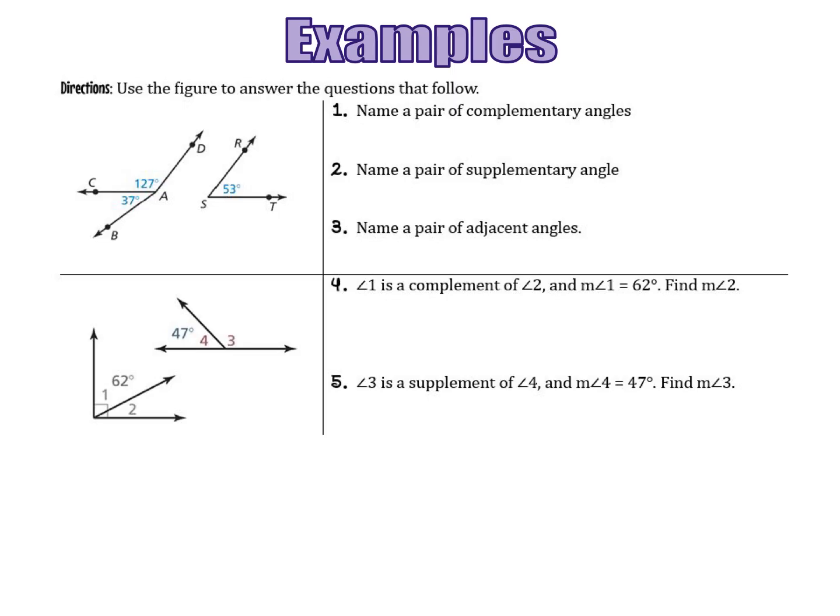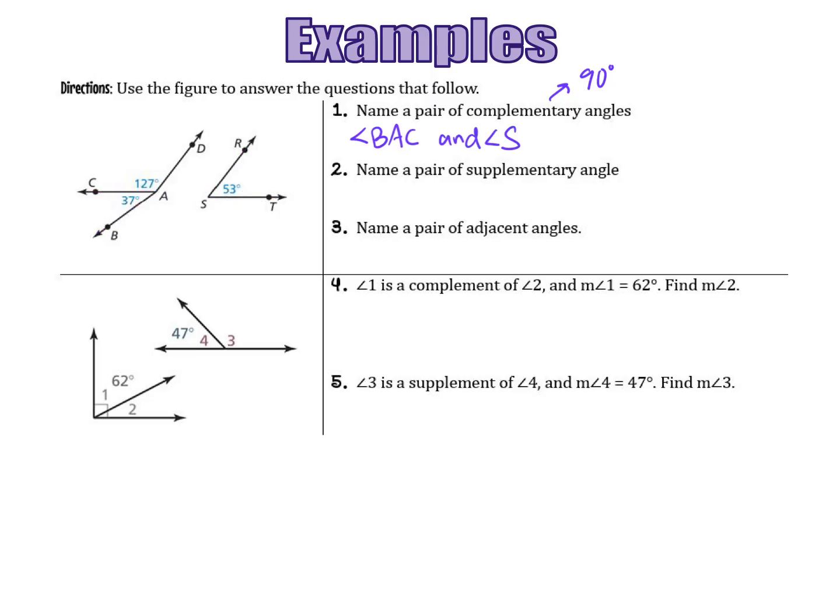Okay, for our first three examples, we're going to be looking at this diagram here. We're going to identify a pair of complementary angles, supplementary angles, and adjacent angles. So remembering that a complement is always right, we're looking for two angles in this picture that add to be 90 degrees. So those two angles are going to be the angle that's 37 degrees and the angle that's 53 degrees. And as we learned in the last lesson, we can define this angle as BAC or as angle CAB, so angle BAC. Over here, we could call this angle RST or angle TSR, or we could just call it angle S.